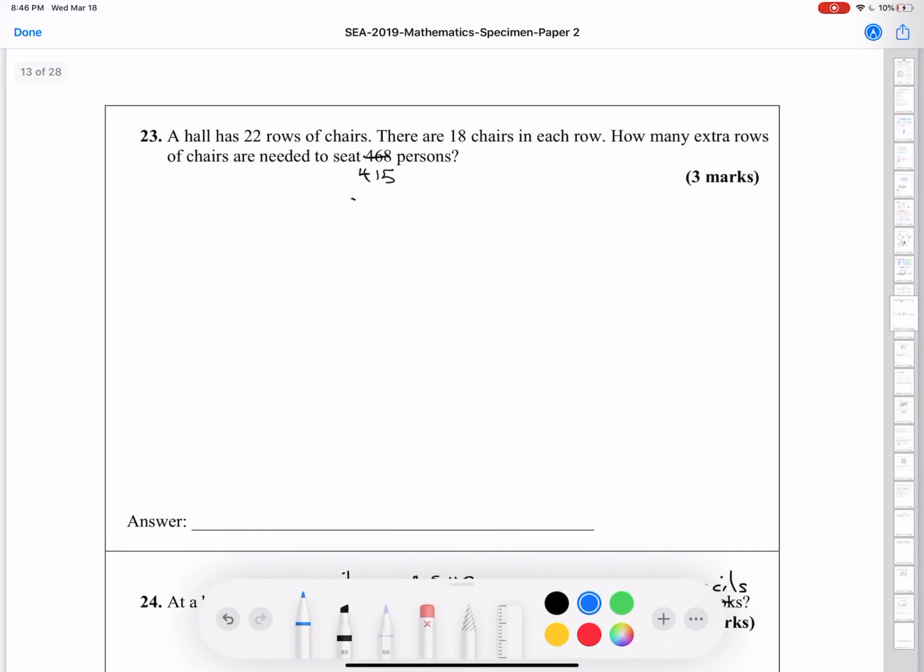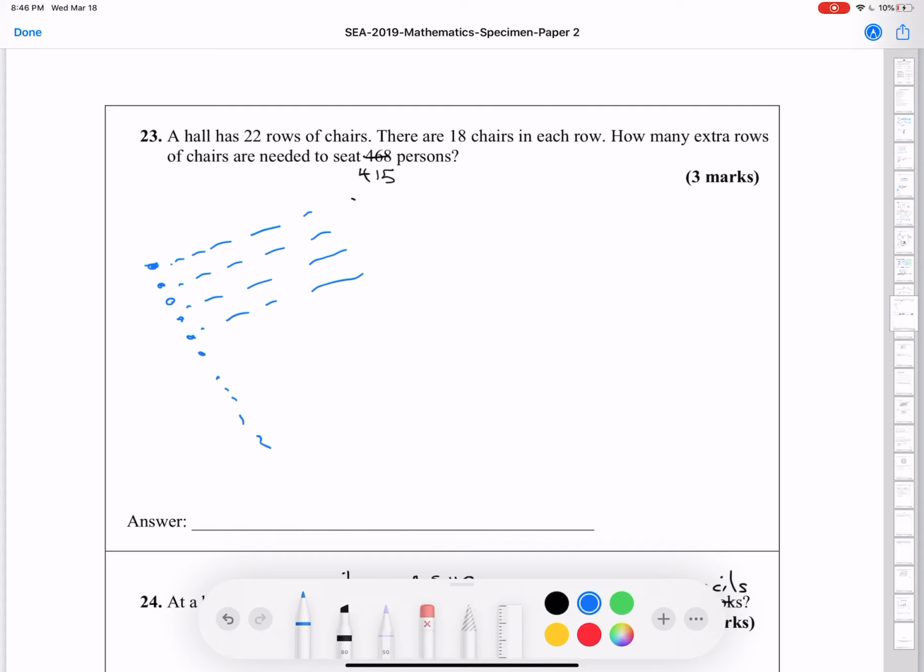Yes, let me get some color. Right, this is row 1. Then you have row 2, row 3, row 4, row 5, row 6, up to 22. Easy to understand. There are 18 chairs in each row. So this is the first row, 18 chairs. Second row, 18 chairs. Third row, 18 chairs. Fourth row, 18 chairs. So you're starting to see a picture of it in your mind.